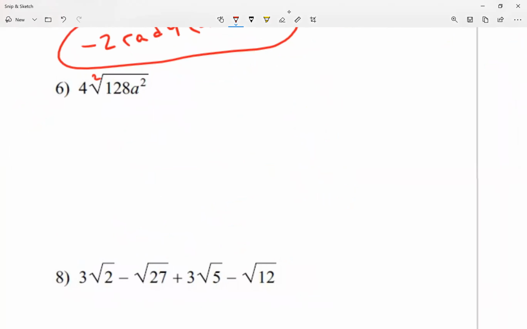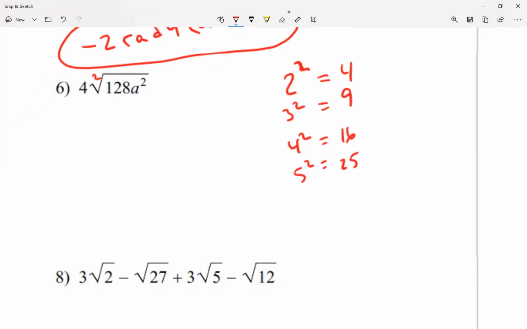So because I'm dealing with the root 2, I'm going to say, well, what's 2 to the second? What's 3 to the second? 4 to the second? 5 to the second? Right, as far as I want to go. I know 2 to the second is 4. 3 to the second is 9. 4 squared is 16. 5 squared is 25. Like I said, I could go on and on and on. All right, let me simplify this out.